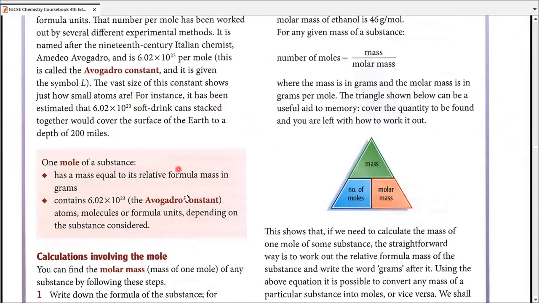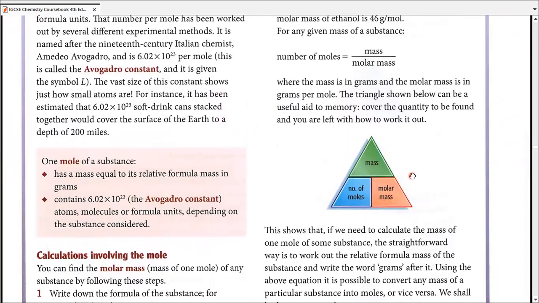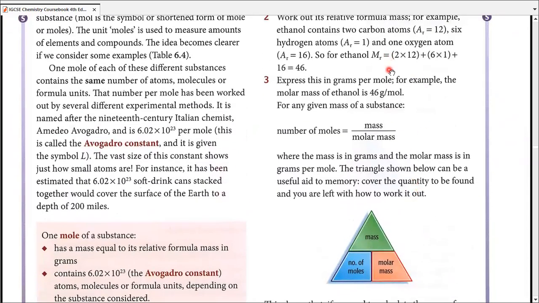We are also going to discuss Avogadro's constant or Avogadro's number. We are going to talk about the moles formula. I am going to talk about all of that, but with an example first. So let's move on to the whiteboard and let's discuss a few examples.